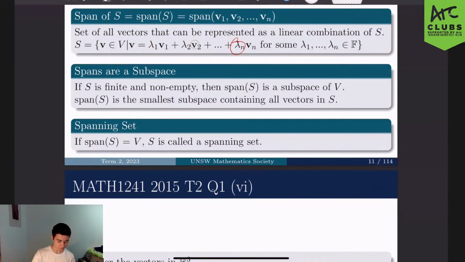All right, so that's out of the way. We know what a span is. We know what a spanning set is. A spanning set is just where the span equals the vector space. So a spanning set is just like, can I make everything possible?